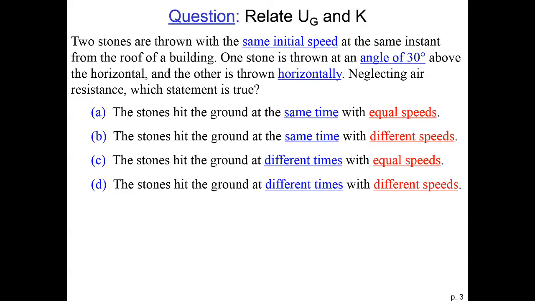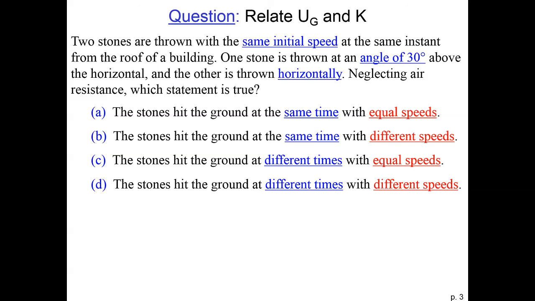Now we're going to look at another complicated problem. Two stones are thrown with the same initial speed at the same instant from the top of the roof of a building. One stone is thrown up at an angle of 30 degrees above horizontal, and the other is thrown horizontally. Neglecting air resistance, which statement is true? The question wants to know whether the stones will land at the same time or not, and if the stones will land with the same speed or not.